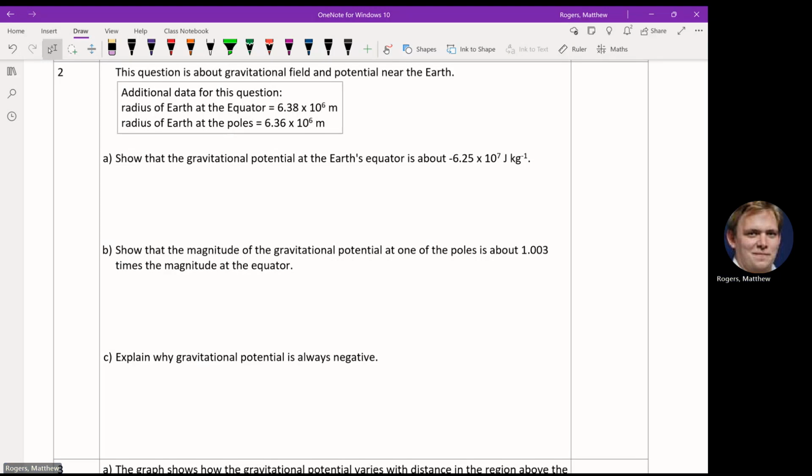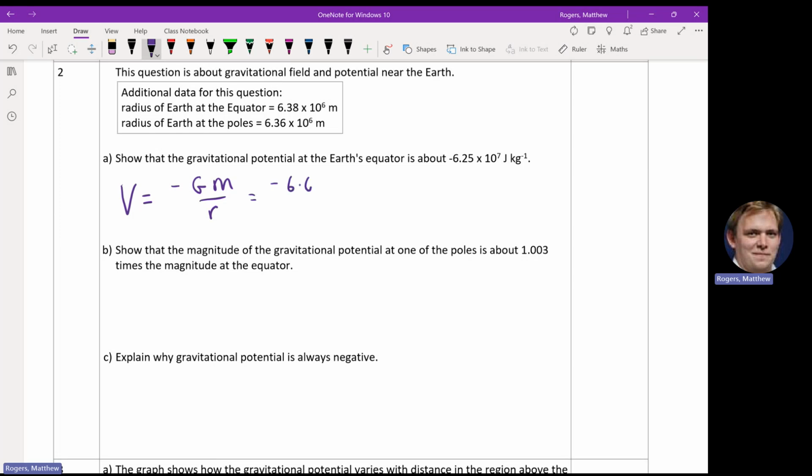The gravitational field and potential near the Earth. Show that the gravitational potential at the Earth's equator is about 6.25 times 10 to the 7 joules per kilogram. So we're using the gravitational potential in a radial field equation. So that's minus GM over r. Being careful, this is not an r squared because this is the potential equation, not the gravitational field strength equation.